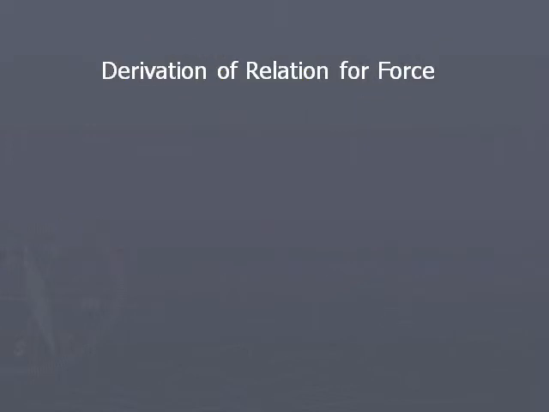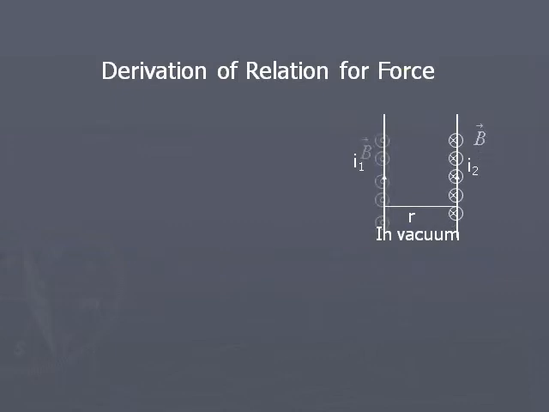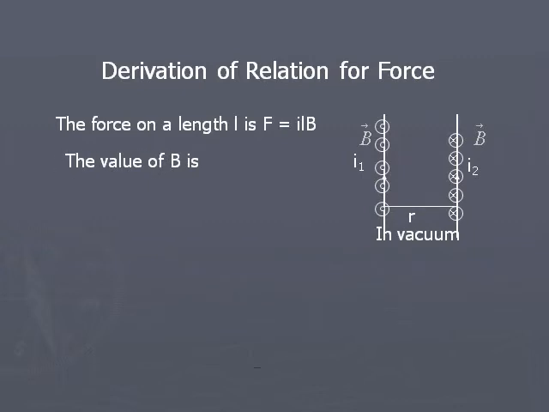Derivation for the relation of force. In the case of two straight parallel conductors placed parallel to one another in vacuum at a distance r, since each conductor is placed in the magnetic field of the other conductor, the force on each conductor is given by the relation F is equal to ILB. The force on each conductor over a length L is given by F is equal to ILB.